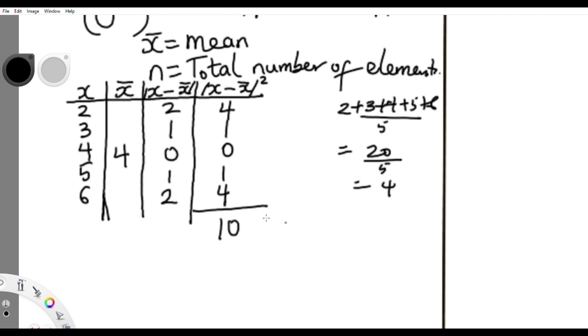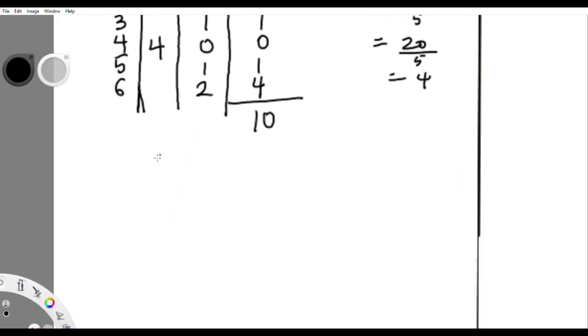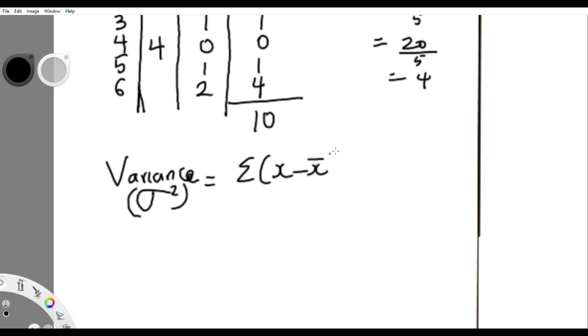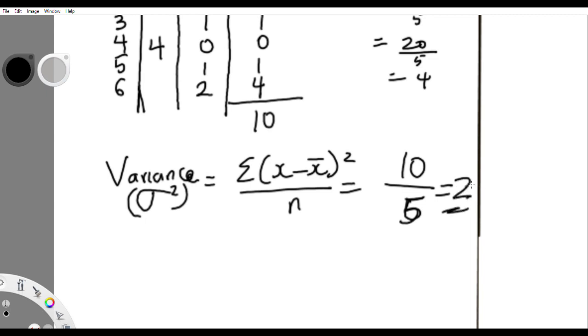Okay, so in order to calculate variance, which in notation form is sigma squared equals summation of x minus x bar squared all over n, and that is 10 all over 5, and that is 2.